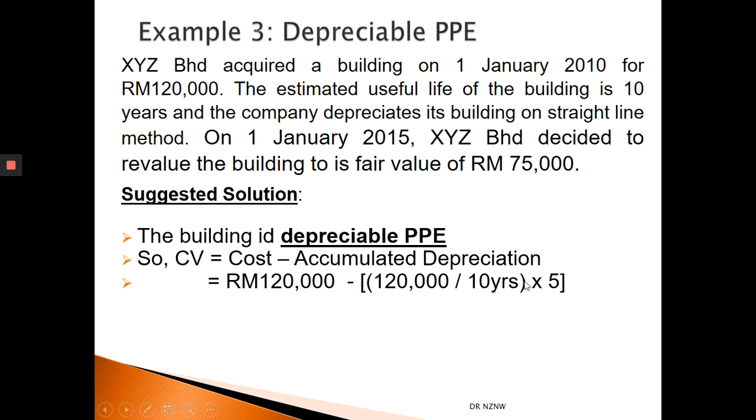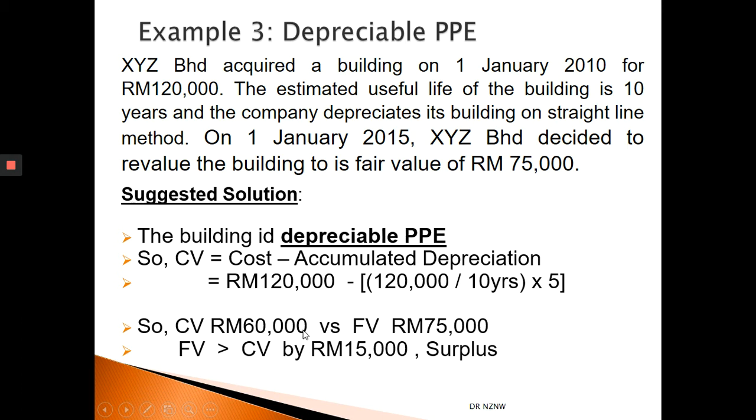So 120,000 minus accumulated depreciation; we want the accumulated depreciation. So yearly depreciation will be 120,000 divided by 10 years, which gives you 12,000 per year, multiplied by 5 years. So how did I get 5 years? Because we start on 1st January 2010, so you have 2010, 11, 12, 13, 14. So it's actually 5 years. You are looking for the carrying value on 1st January 2015. So what is the carrying value? You get the carrying value of 60,000, fair value is 75,000. So in here we have fair value more than the carrying value, giving you a surplus of 15,000.